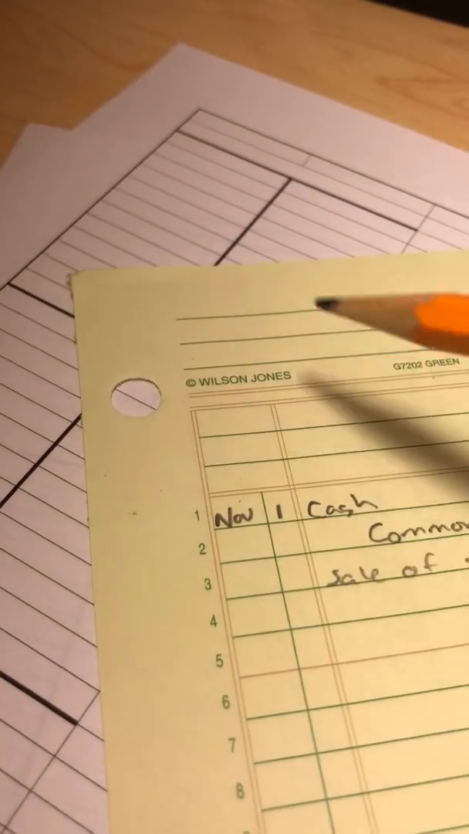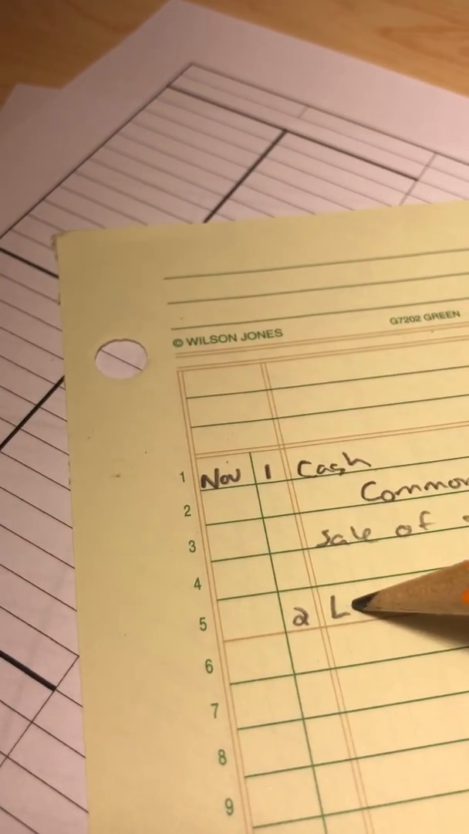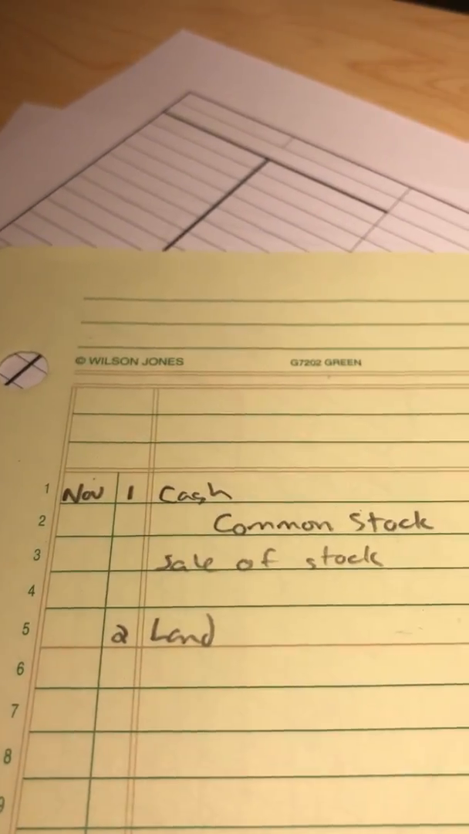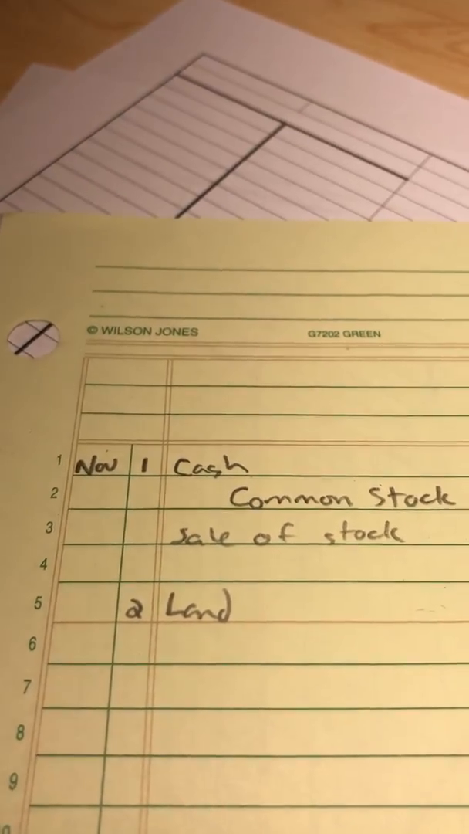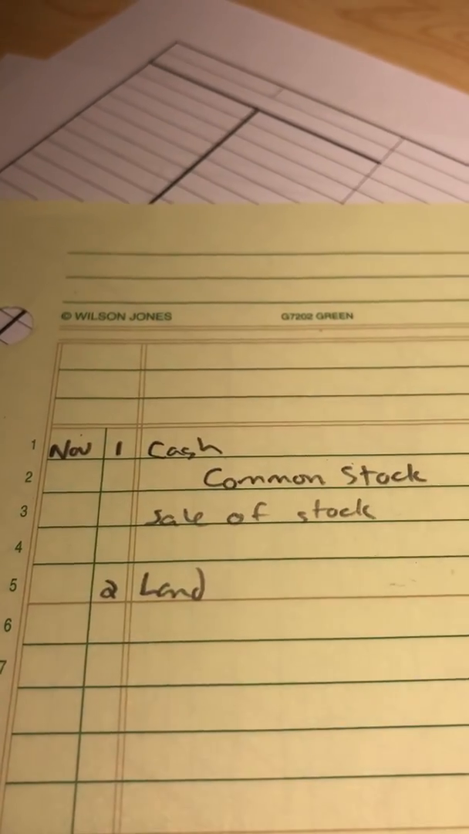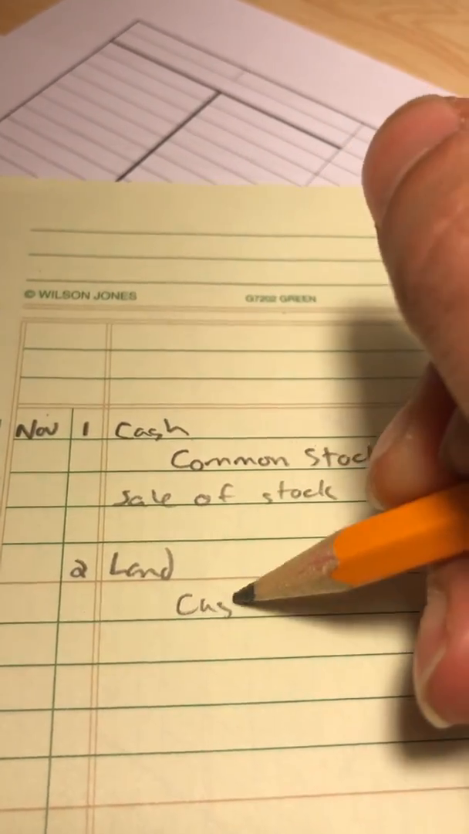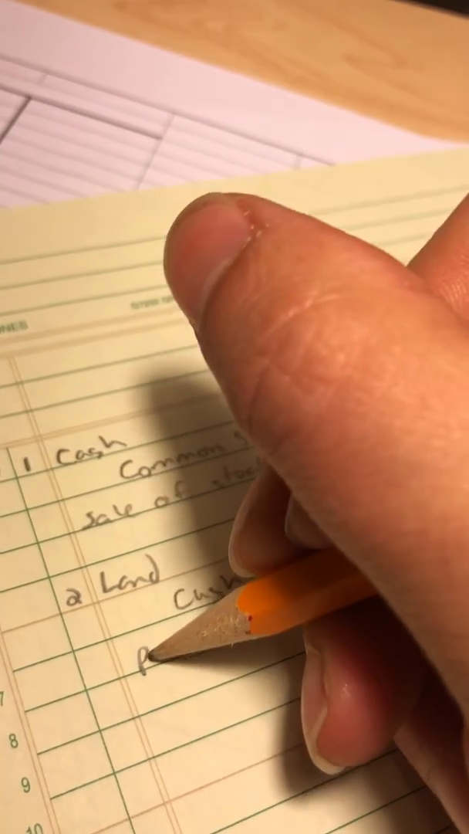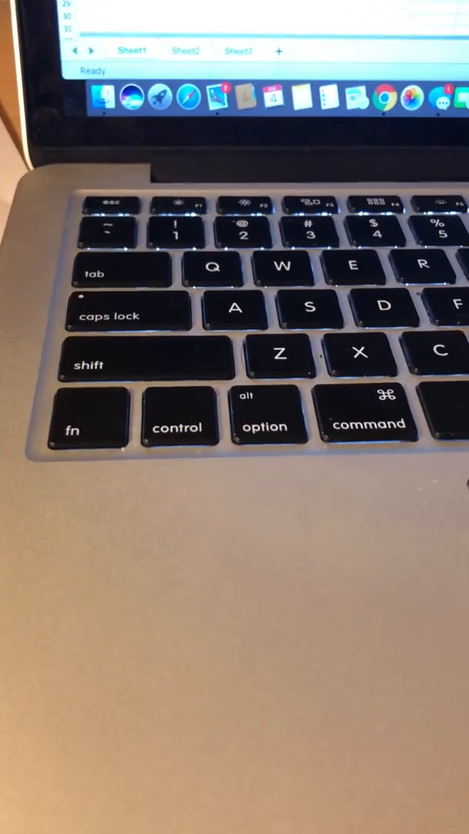So let's just say November 2nd. Since I already have the November there, I'm just going to skip a line, put in a 2. This time land is my debit, and it's for $20,000. And I have cash as my credit for $20,000. And we purchase land. Always want to put a reason in. Okay. All right. Let's go back.